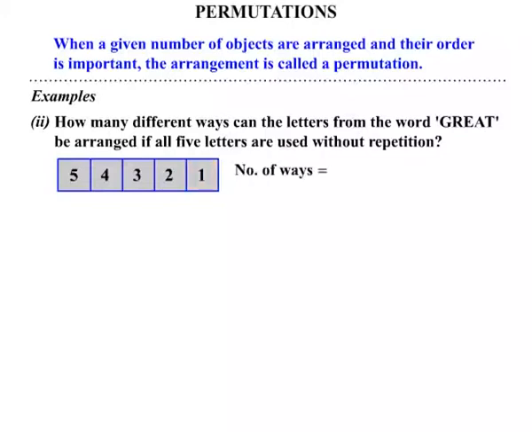So the number of ways there, we multiply the 5 by the 4 by the 3 by the 2 by the 1, and we do that. Okay, you can do it the long way, or you can use 5 factorial. Either way, we get 120.